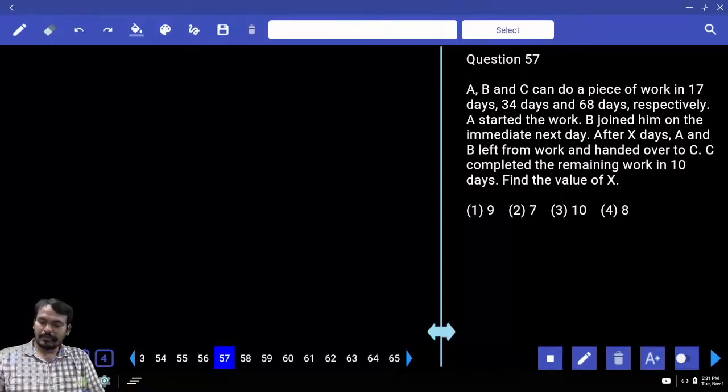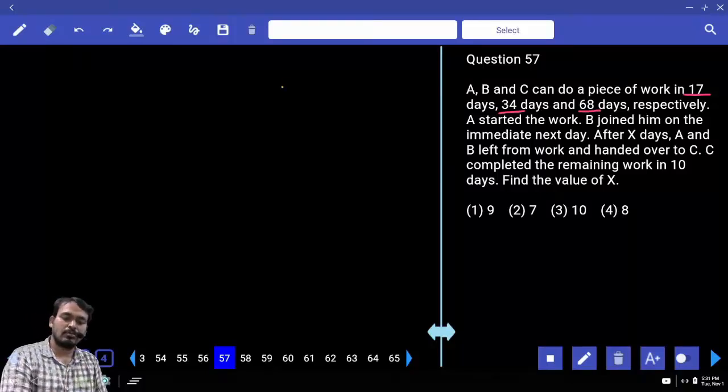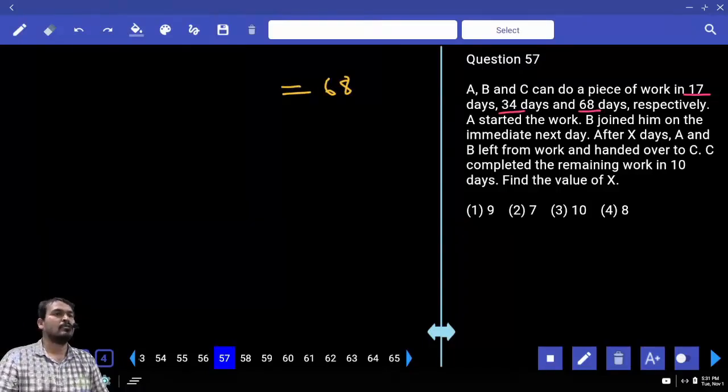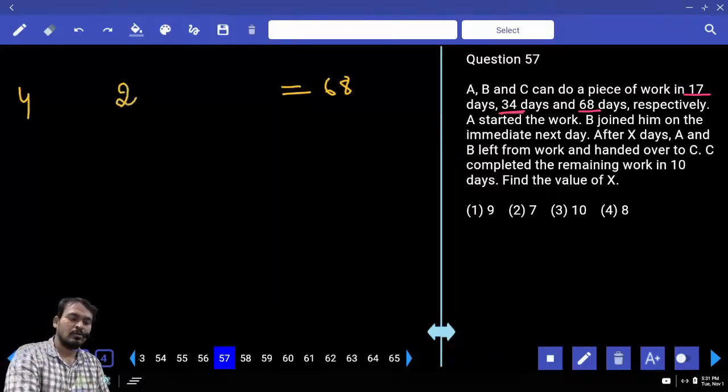Okay. First of all, A alone in how many days? 17. B alone 34. C alone 68. What is the LCM of 17, 34, 68? 68 means total work is how much? 68. 17 how many times? 4 times. Means A efficiency 4. Next 34 how many times? 2 times. B efficiency 2 or not? Yes or no? C efficiency 1 or not?